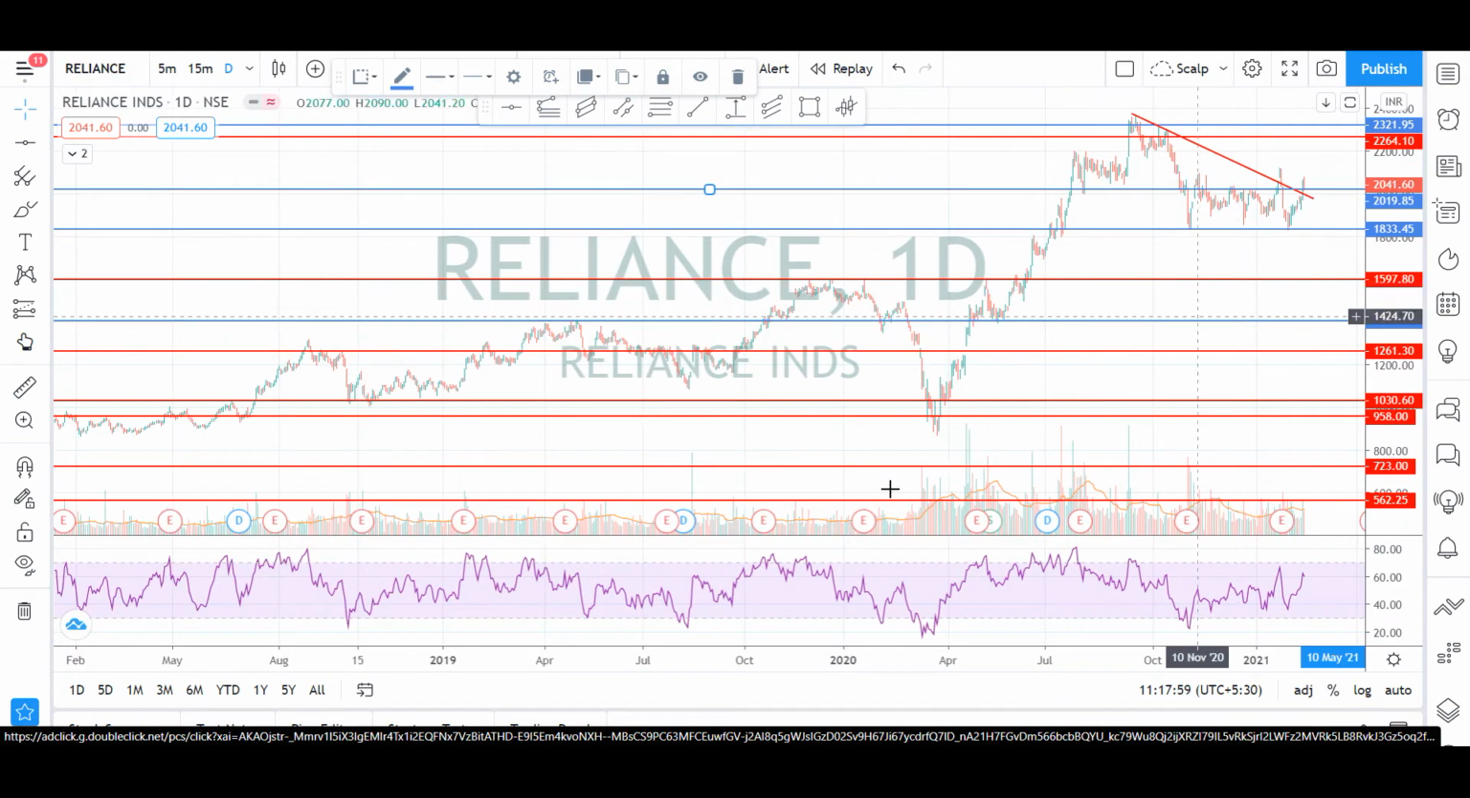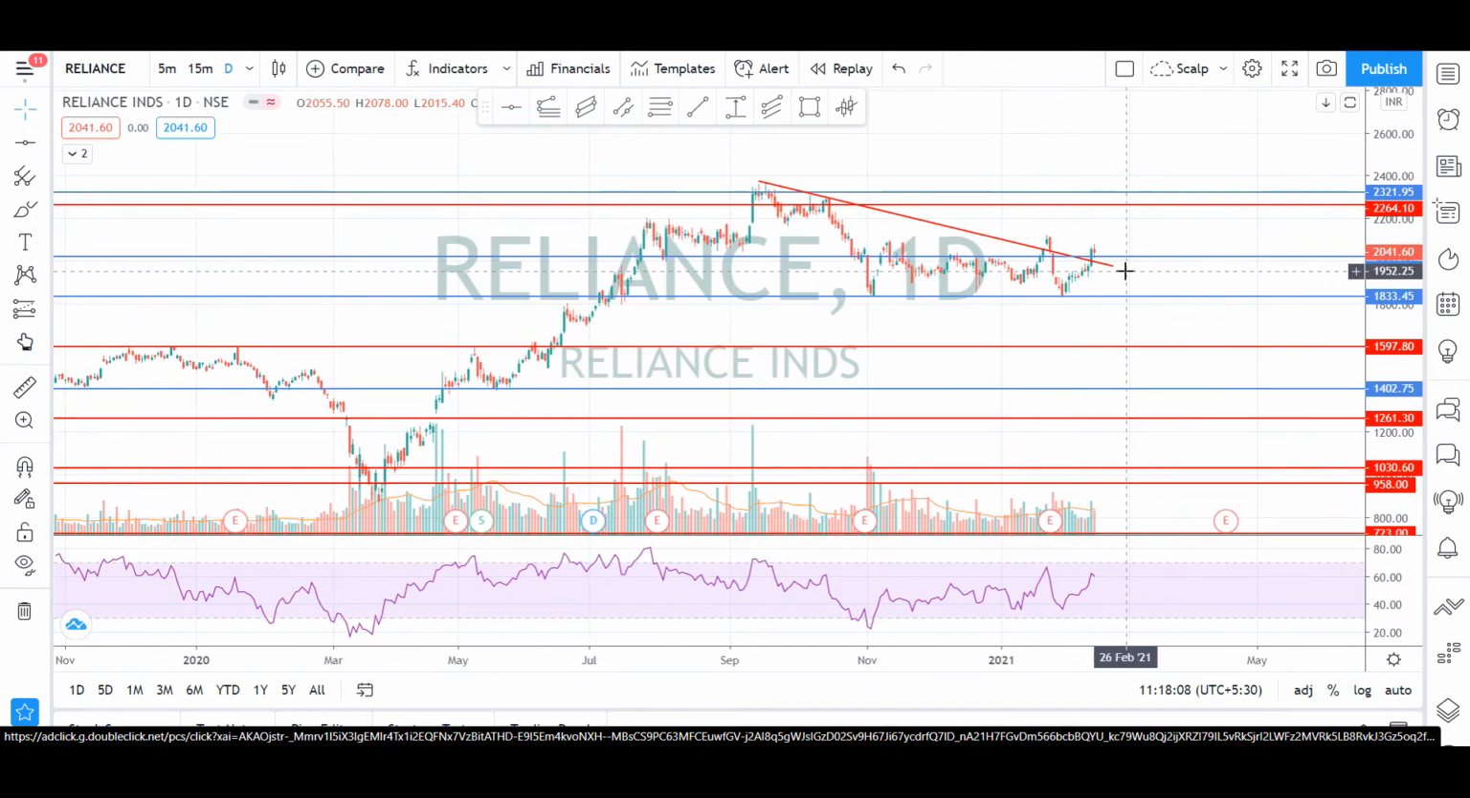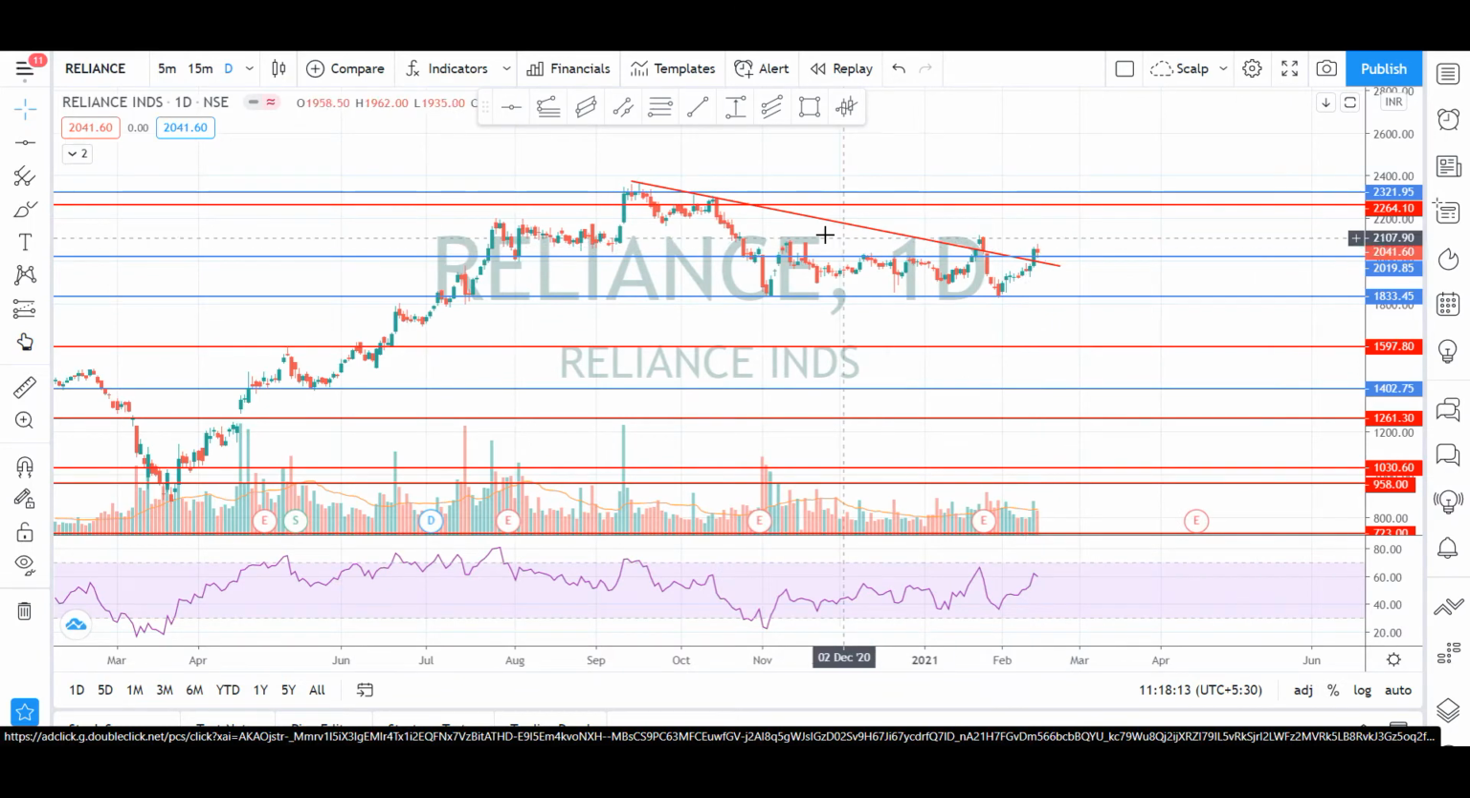Now we have all the levels, monthly and weekly, and now we have come to a daily level. If we see this particular level, here it had given a breakout, however not sustained. That breakout was false and it came down. But here we had seen one level where it was a support, so every time it has come to this level, we have seen the support.